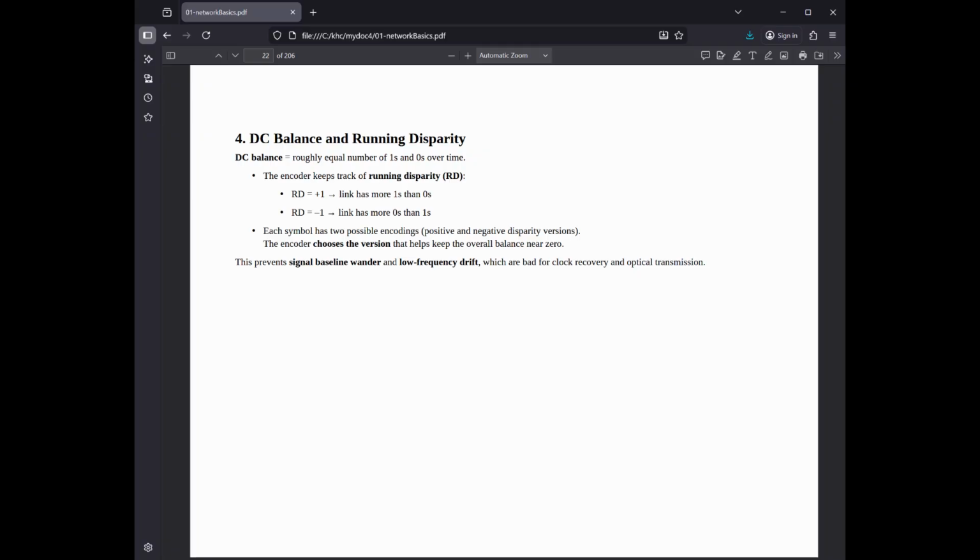By alternating between positive and negative disparity codes based on the historical imbalance, the encoder ensures the long-term average ratio of ones to zeros remains at 50%. This bounded, continuous balancing act is how 8B/10B achieves DC balance.